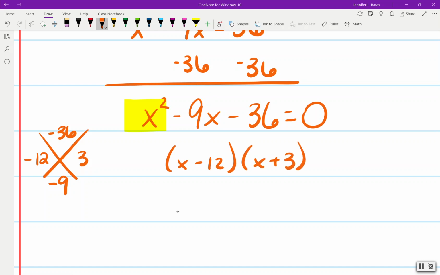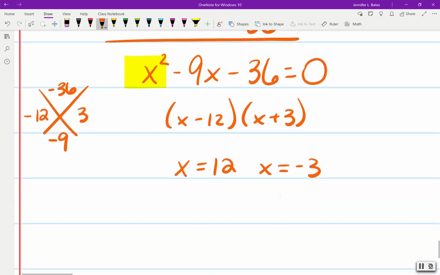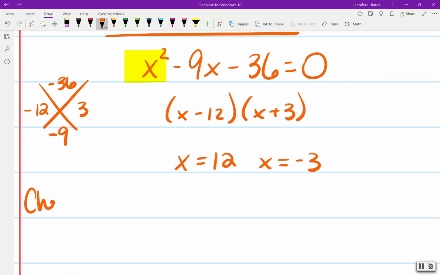When I set them equal to 0, I get x equals 12, x equals negative 3. Can anybody think of a reason we might not be done? Very good. We do need to check our answers.